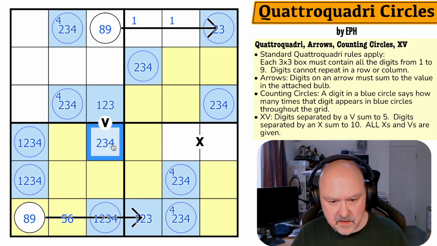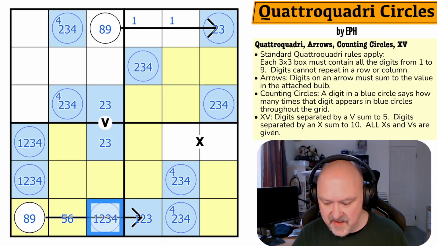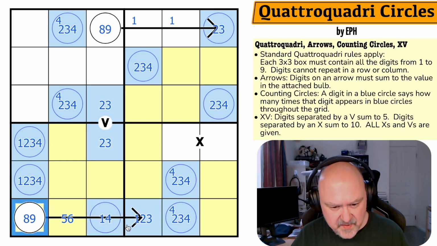There's no 4 here, because if this is a 4, there's no 4 on circles in this box. There's no 4 here, so there's no 1 here. This is a 2 3 pair. There's no 2 3 here. Now there must be a 1 on this arrow.